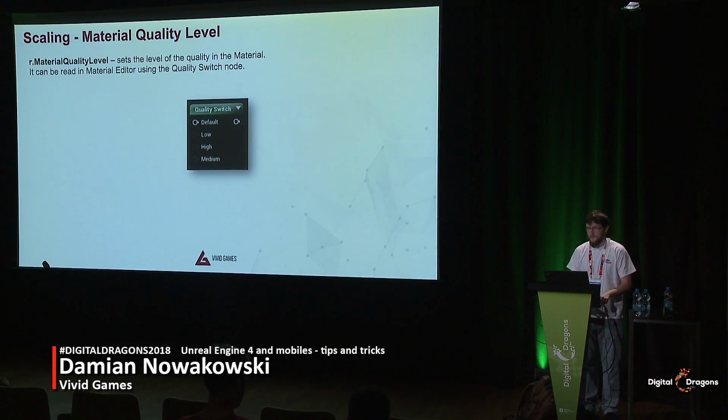Another option is the material quality level. You set this parameter inside the configuration file, and later you can use it inside the material editor. There you have the quality switch, and you can create different materials for high-end devices and low-end devices. So this is also a pretty handy thing.